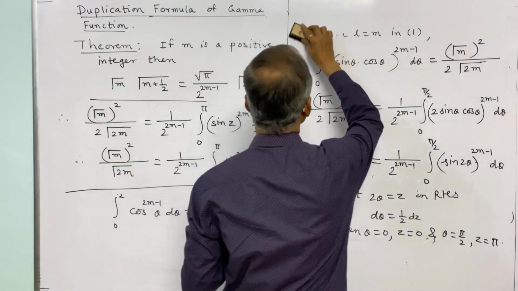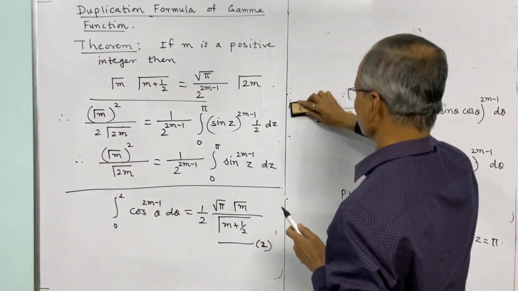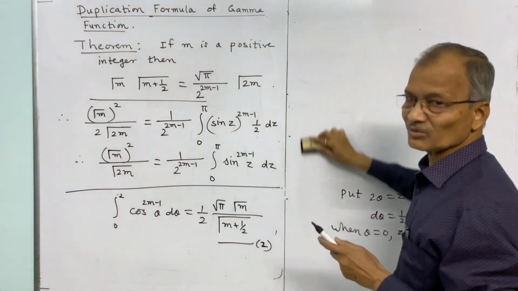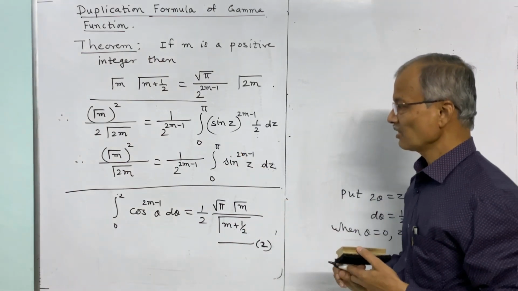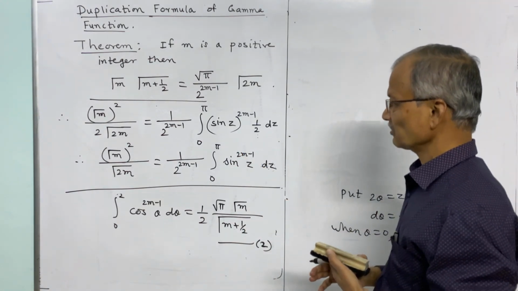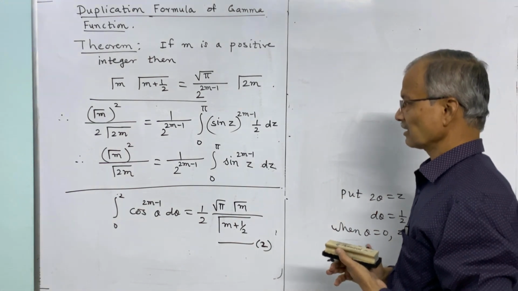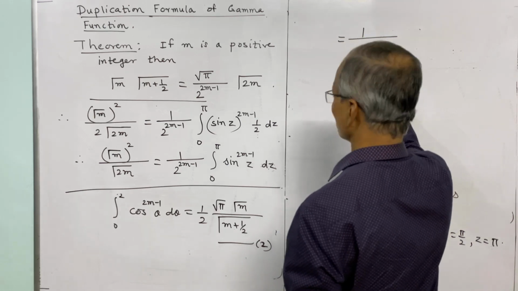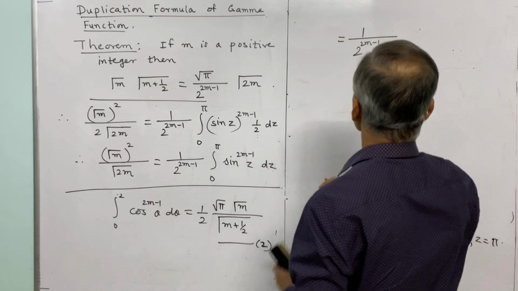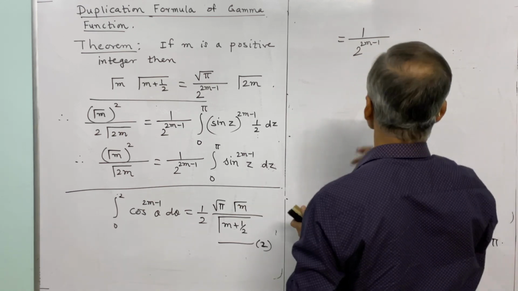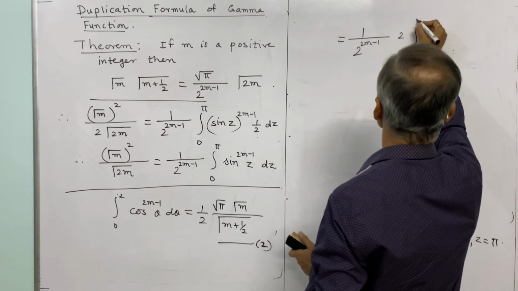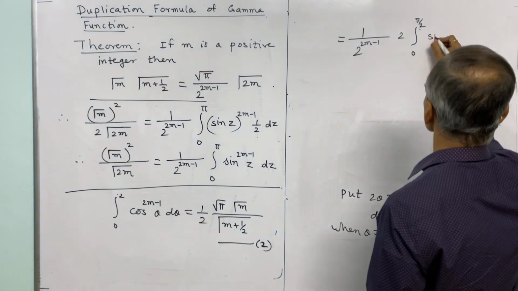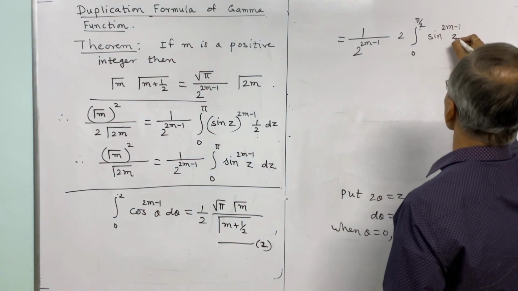Now further I shall continue here. The integral on the left side is 0 to pi. We want to convert this integral in terms of 0 to pi by 2, and for that purpose we shall use a property of definite integral. The right side is written as 1 upon 2 to the power 2m minus 1, and that will be double the integral 0 to pi by 2 sine z to the power 2m minus 1 into dz.